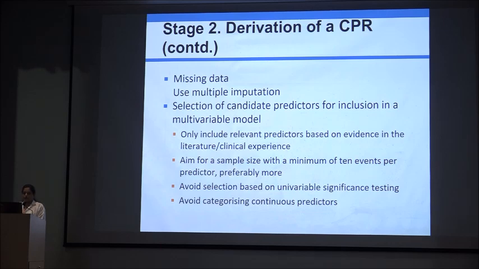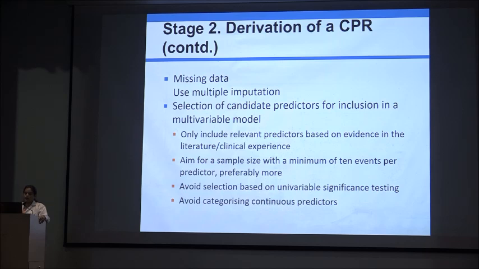So once you have that data with you, what you have to do is select the candidate predictors for inclusion in a multivariable model. Now, the recommended approach is that you include all variables that are of clinical relevance. So very often what is done is that we do screening using bivariate analysis, and then whatever has a p-value of less than 0.2 or 0.1, we include it in the multivariable model. But what makes more sense is that you use clinical experience and clinical judgment to include relevant predictors.